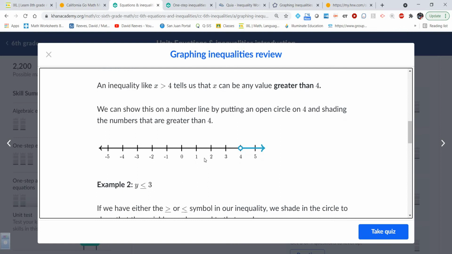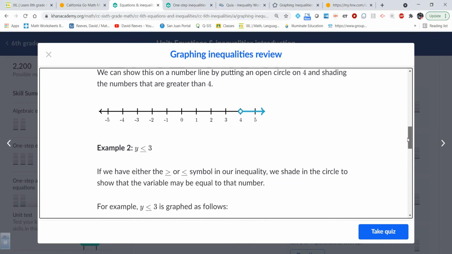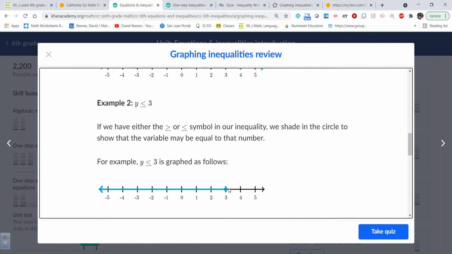All right, what about another one? y is less than or equal to 3. Now notice this time there are differences. We've got y instead of x. But instead of greater, we've got less than or equal to, and we've got 3. So now I want all the values that are less than 3 or equal to 3. So if we go down to this number line right here, you can see there's my 3, but now that's included. All right, it's kind of like you built the fence on your side of the yard, so you own the fence. All right, so it's less than or equal to.